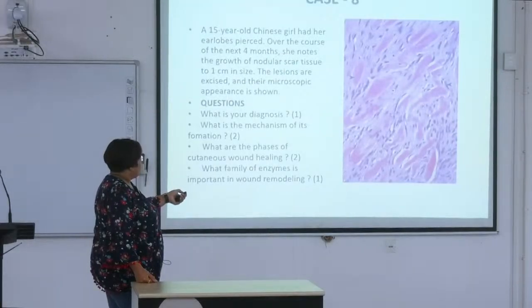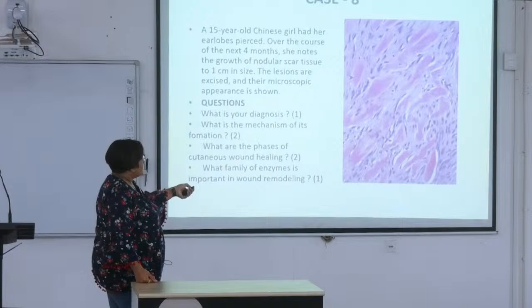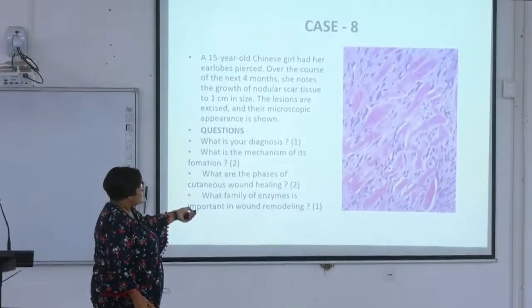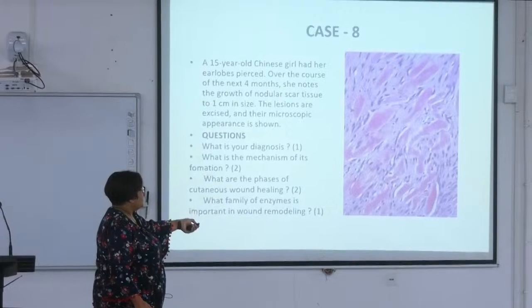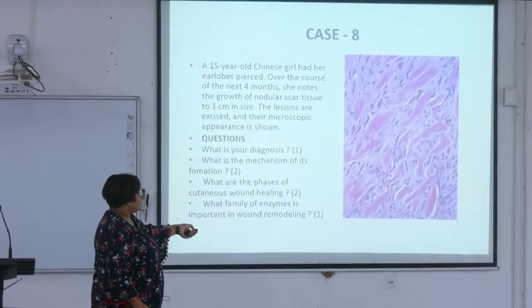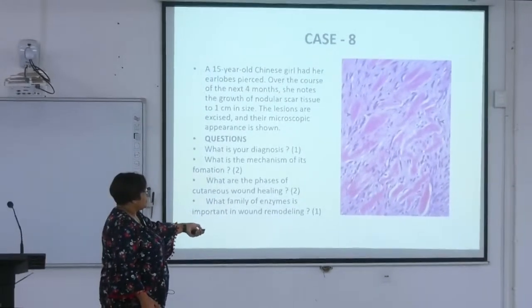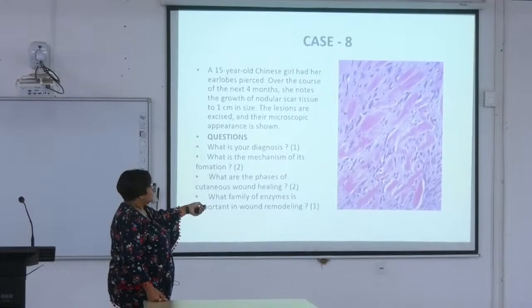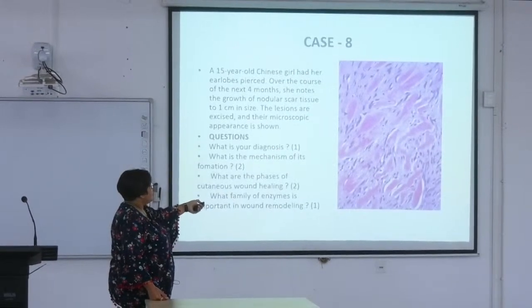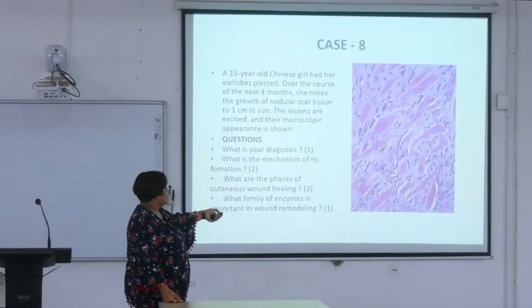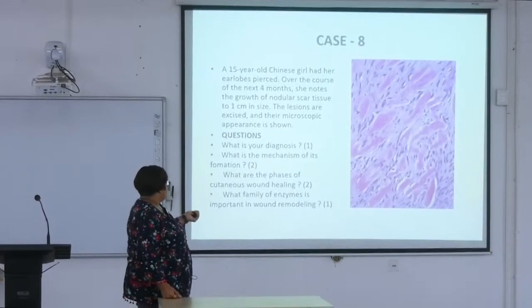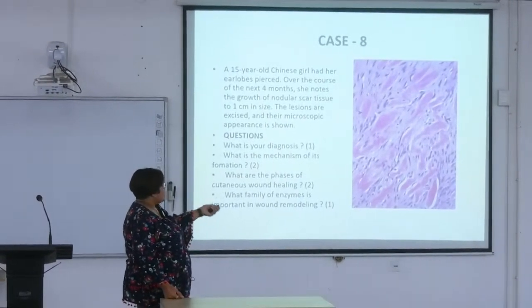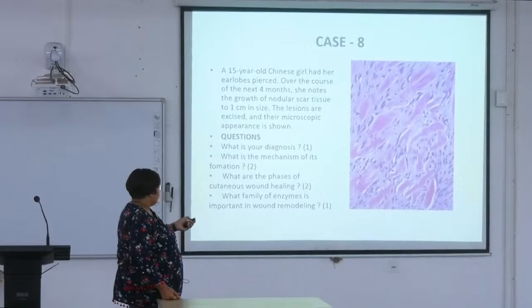So this is the excessive collagen deposition, this arrow mark. This is collagen being colored. There is excessive amount of collagen deposition, you can see in the picture. So this excessive amount of collagen deposition has caused the scar to become hypertrophic. So the mechanism of formation is excessive amount of collagen deposition.